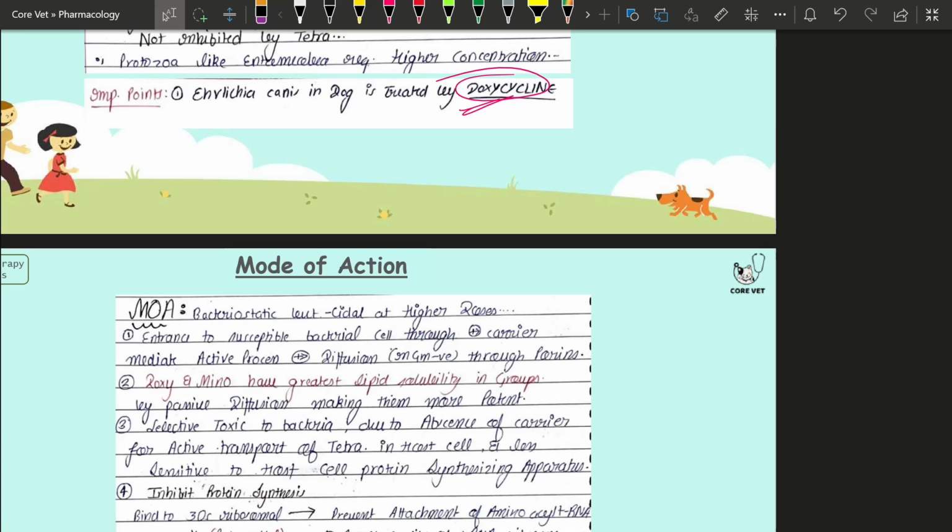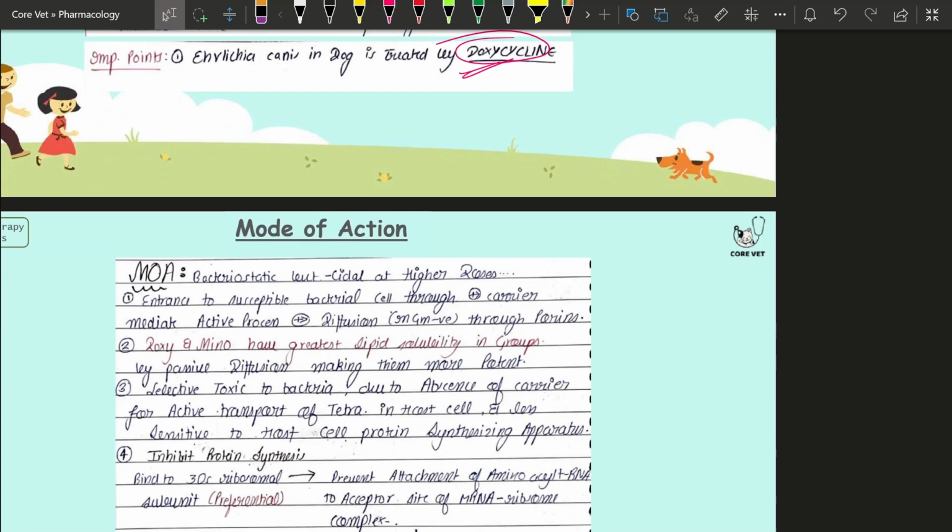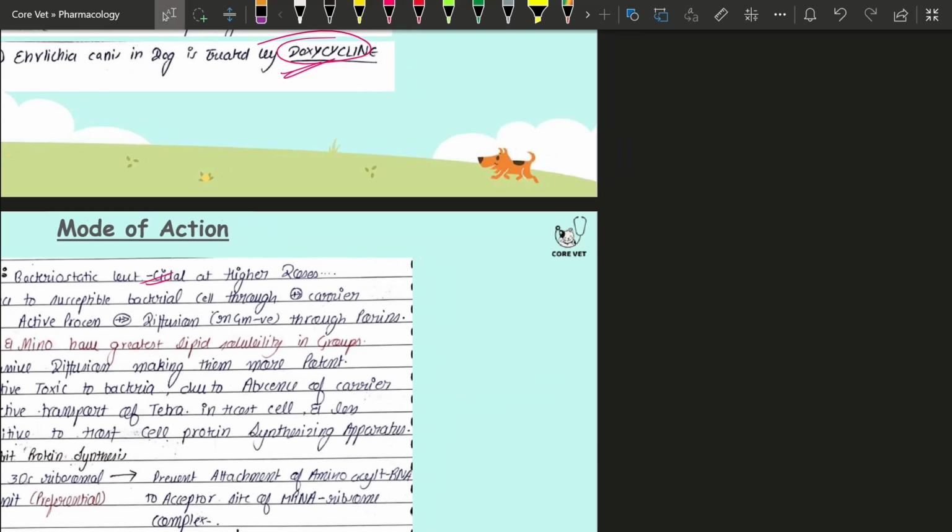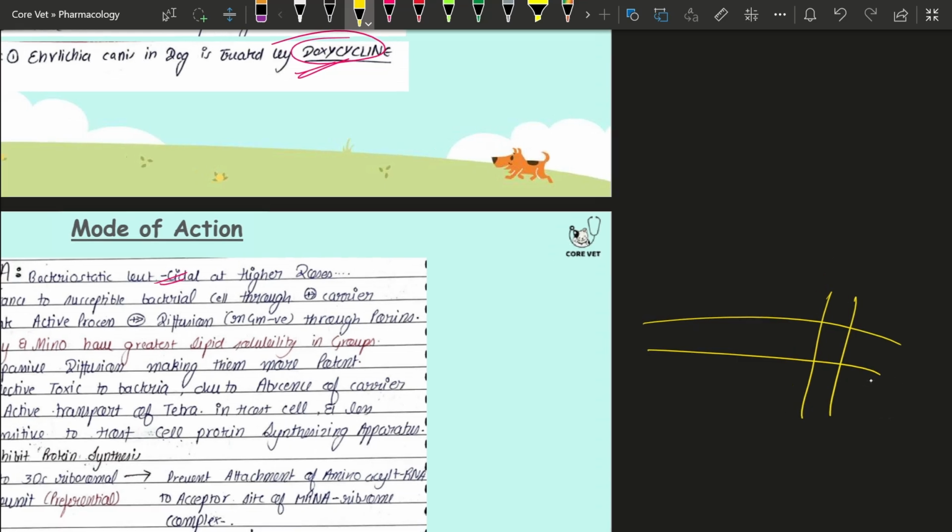If we talk about the mode of action, obviously the drug is bacteriostatic, but at higher doses it may show side effects, right? It is clear. Now, how is it going to enter the particular bacteria? Either the drug is going to enter through the porin channel, generally in the gram negatives, right? Through the porin there would be diffusion, or there would be carrier mediated active transport. Okay, these are the two ways through which tetracycline can enter the bacterial cell.